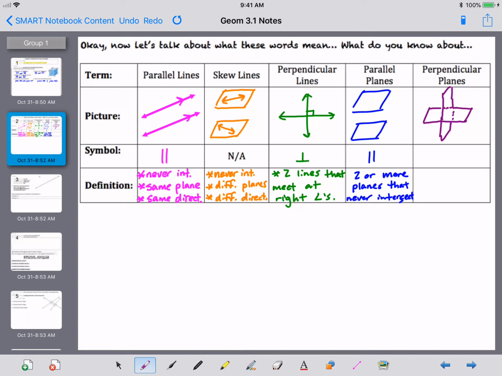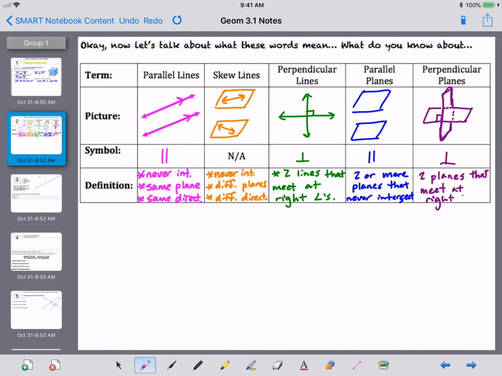Okay, so for these to be perpendicular, we would need a right angle symbol right here to show that they are meeting at a right angle. Same symbol as perpendicular lines, and this is two planes, exactly two planes that meet at right angles.